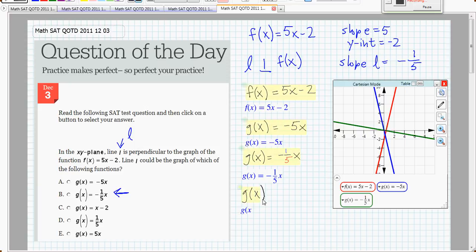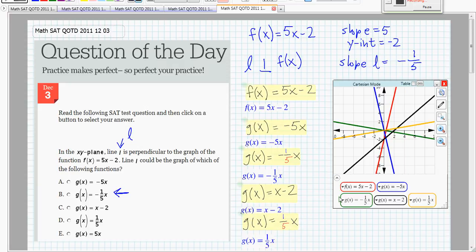G of x is equal to x minus 2. Well, you know the slope of that line is 1. That line isn't perpendicular. The black line isn't perpendicular to the red line. Try the next one. G of x equals 1/5 times x. Okay. Is it enough just to take the slope and take 1 over that slope? Well, orange doesn't intersect the red line at 90 degrees.